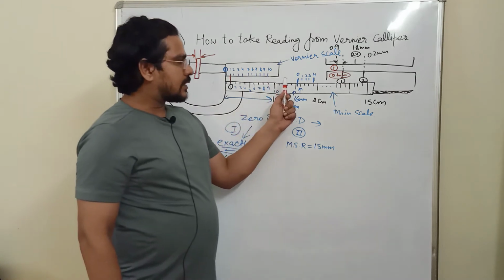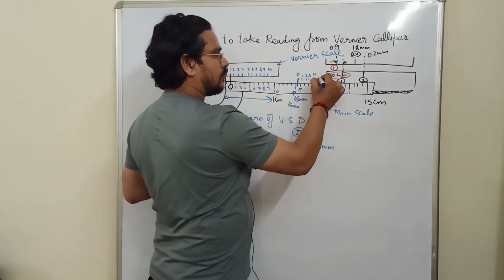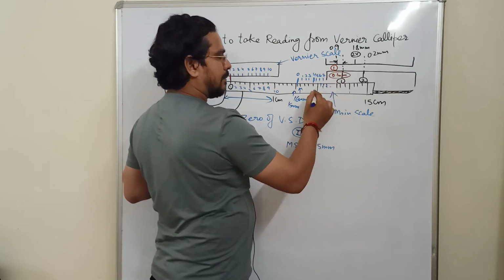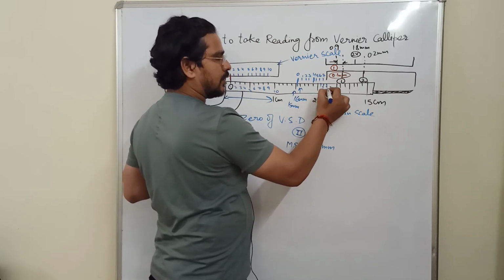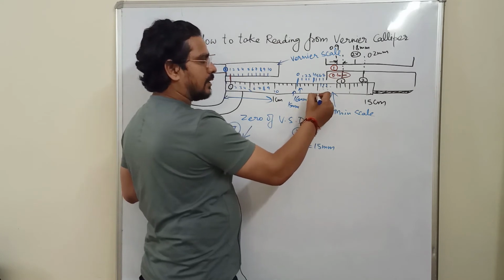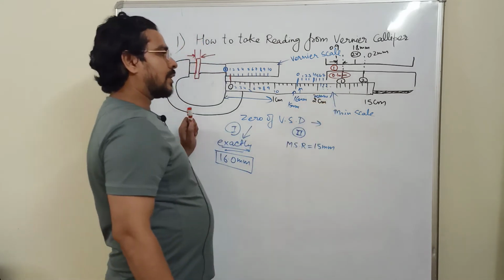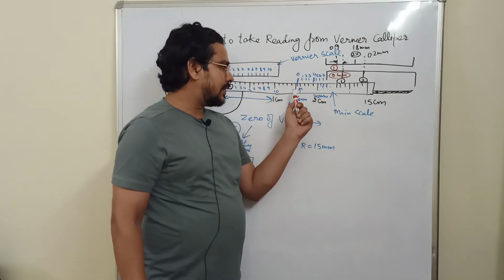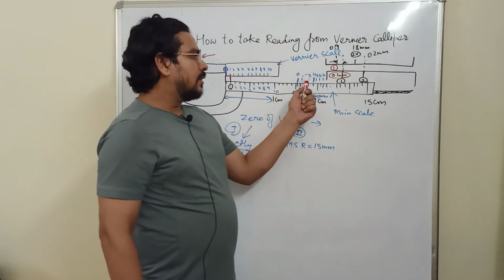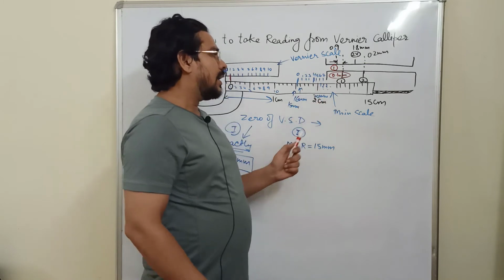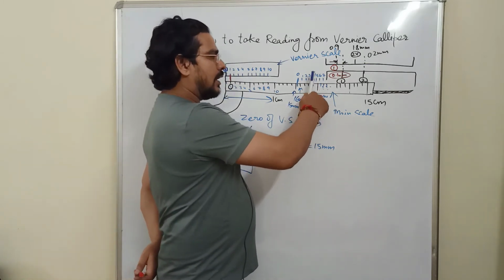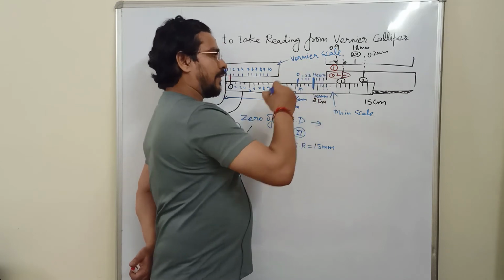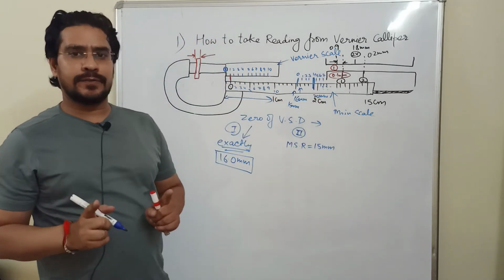As your 0 is lying between 15 and 16, now you have to look for the vernier scale reading. You will start looking at the lines of this vernier scale, 5, 6, 7 divisions, and with which division they match exactly. Let us say when the 0 of the vernier scale is lying between the 15 and 16 mm mark of the main scale, the fourth division of the vernier scale is exactly coinciding with one of the lines. Any one line will coincide perfectly. No other line will coincide perfectly.